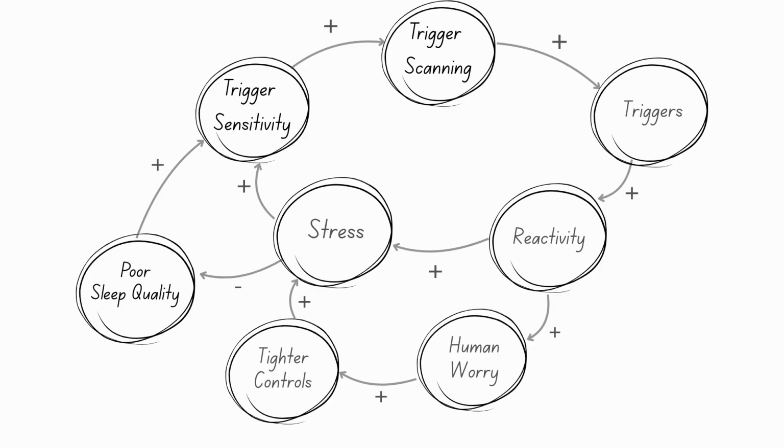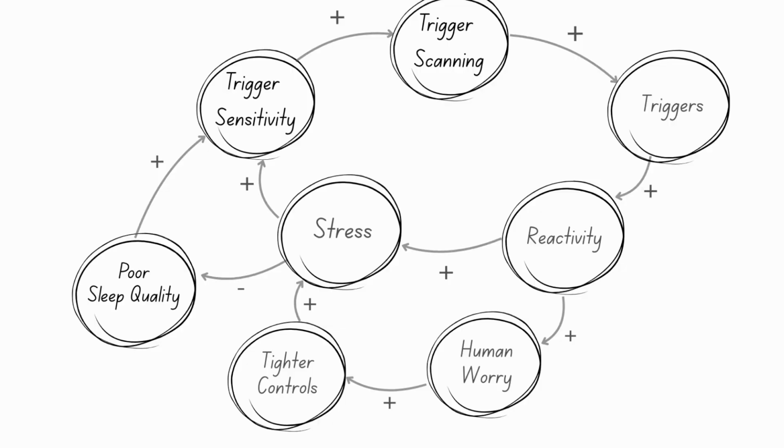Now look at what you've just created. Another reinforcing loop. Reactivity causes human worry, which leads to tighter control, which increases dog stress, which feeds back into trigger sensitivity, which creates more reactivity. And we're right back to human worry. The CLD shows the human emotional state is part of the system. You can teach the dog all the skills in the world, but if the human is broadcasting anxiety and tension, that's feeding stress right back into the system.